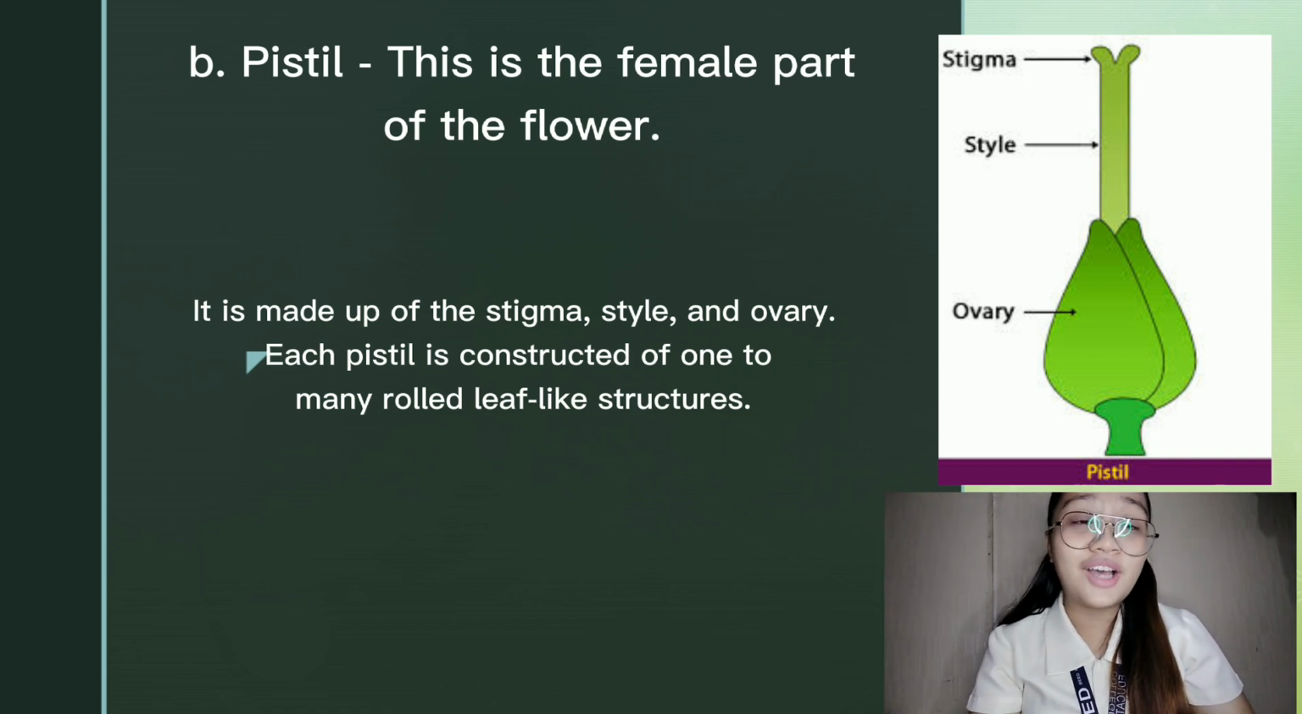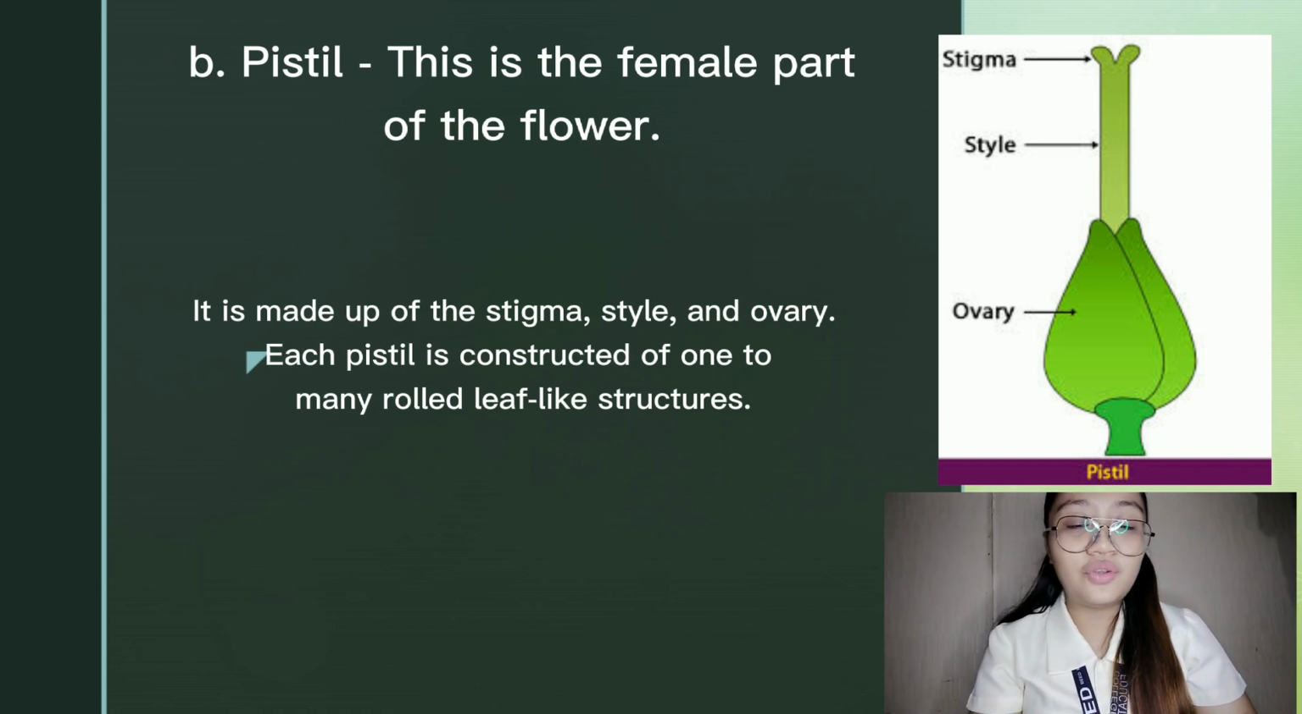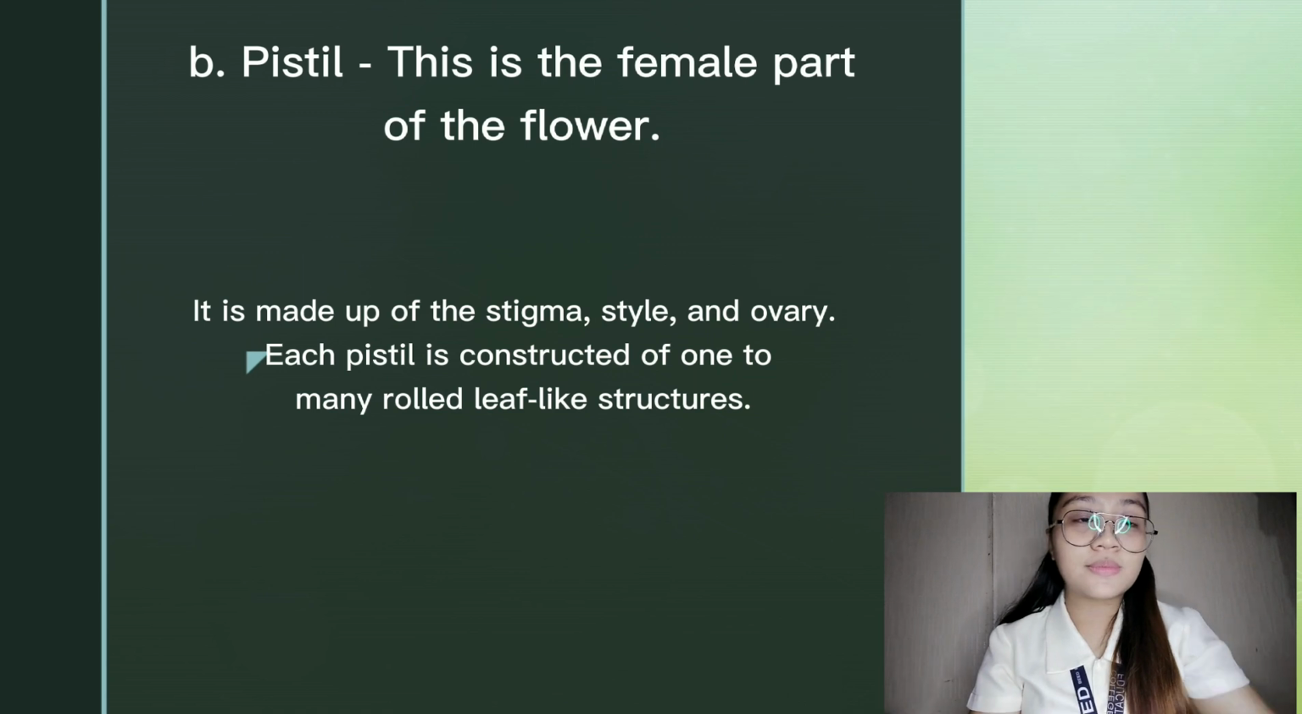Second is the style, another female part of a flower. This is a long stalk that the stigma sits on top of, above the ovary. The third part is the ovary, the part of a plant, usually at the bottom of the flower, that has the seeds inside and that turns into a fruit that we eat. The last part is the ovule, the part of the ovary that becomes the seeds.